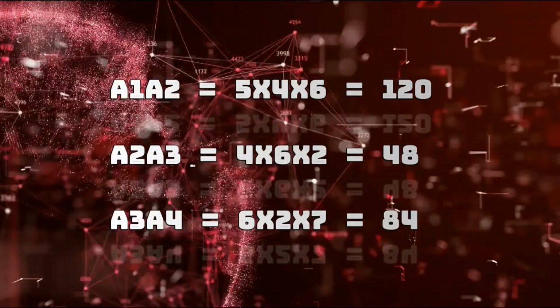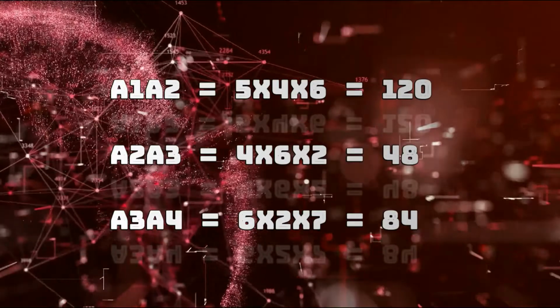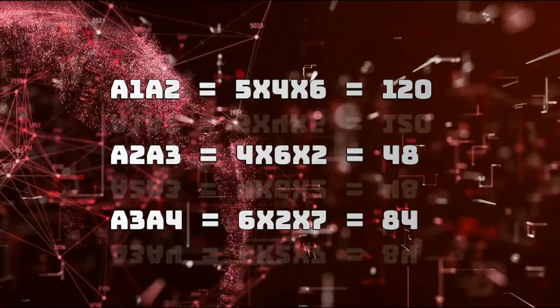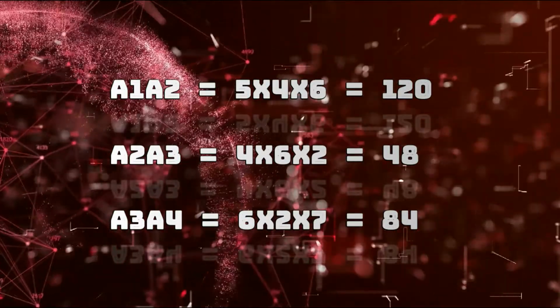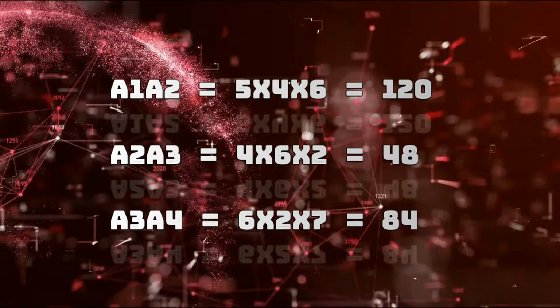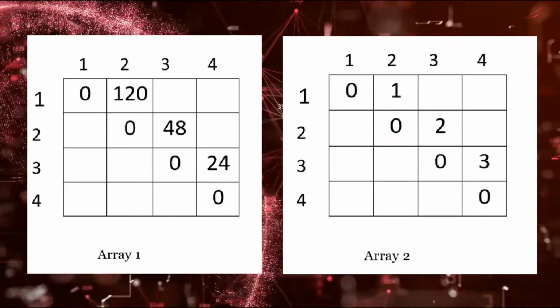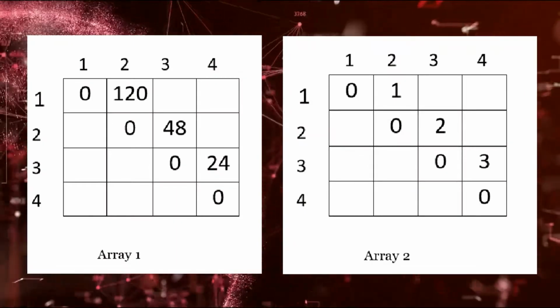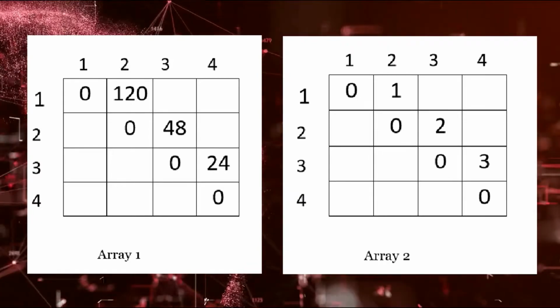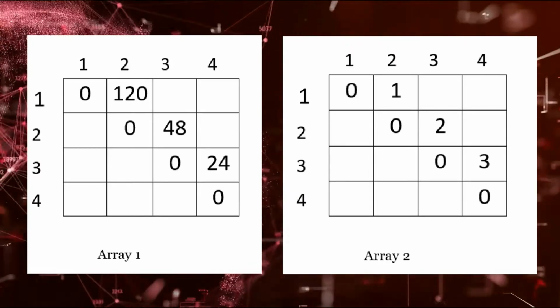Now we'll calculate the number of operations to multiply each subsequent pair, that is A1A2, A2A3 and A3A4, and store it at the respective position in the array. In array 2, we'll fill up the point of distinction or separation between these pairs. Like for pair A1, A2, the point of distinction will be 1.